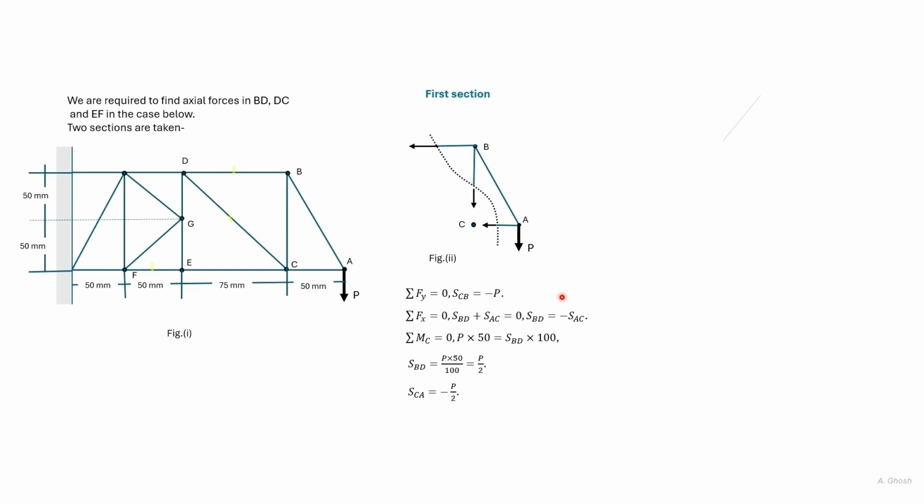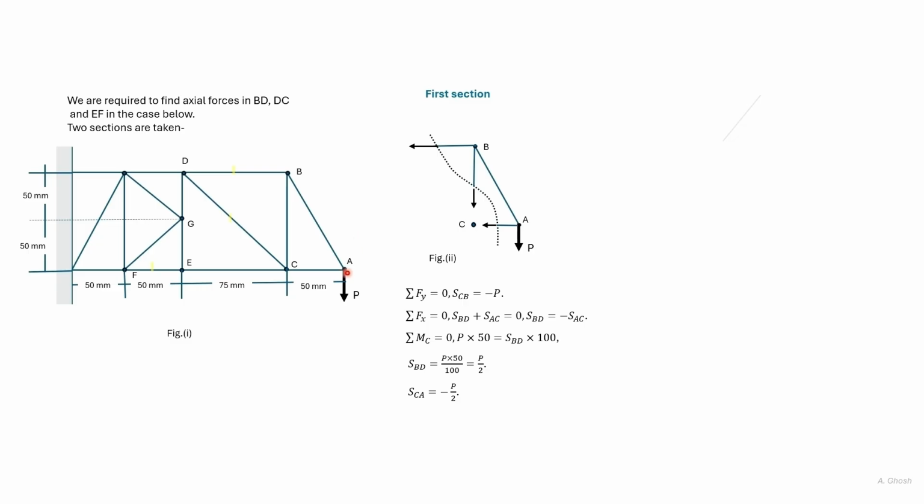Now, the forces in the bars BD and AC are the only forces in the horizontal direction. So summing the forces in the horizontal direction, we already know the force in BD. Then we can find the force in AC.